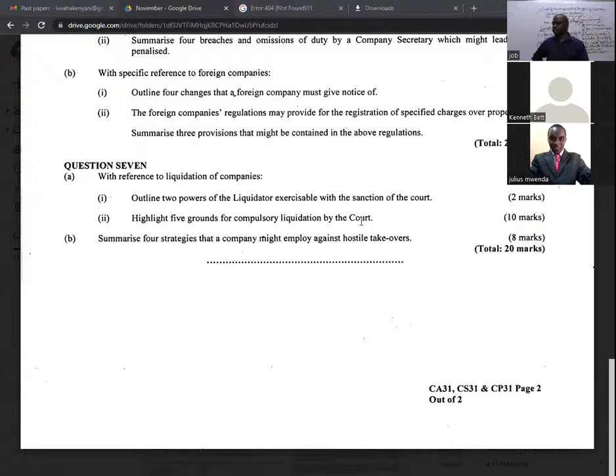It says, summarize 4 strategies that a company might employ against hostile takeovers. So that particular question is from corporate restructuring. I think we've learned about corporate restructuring, and those particular techniques. It's the last thing you'd see in your notes on that topic, about how a company can avoid a hostile takeover. So we said some of the strategies include, for example, number 1, what you can do as a company. So I can just mention them here.